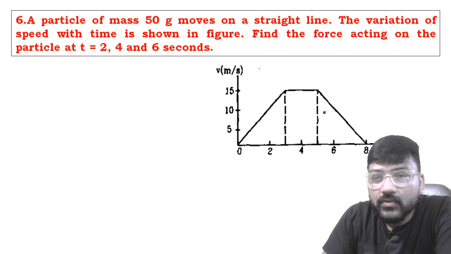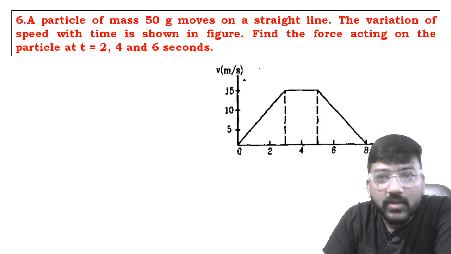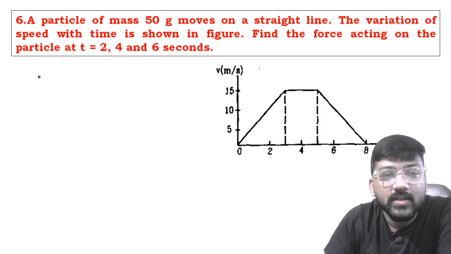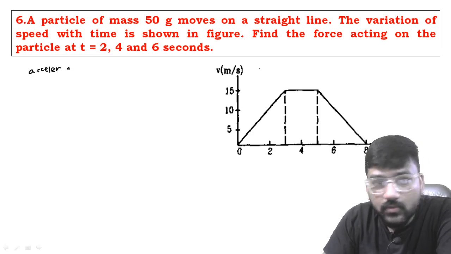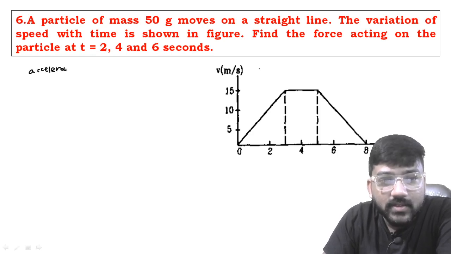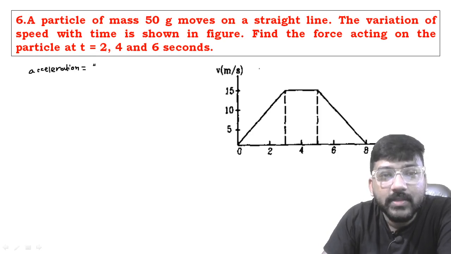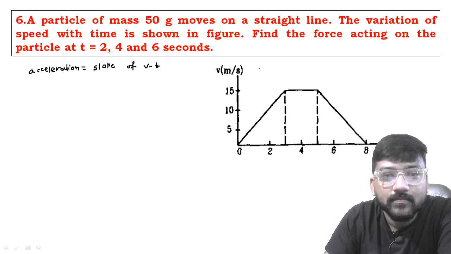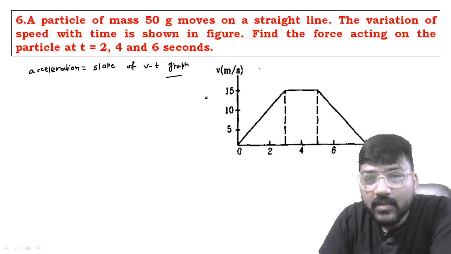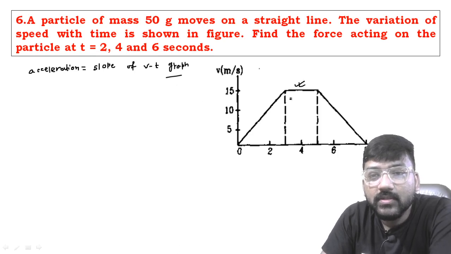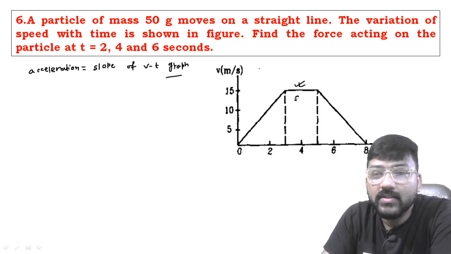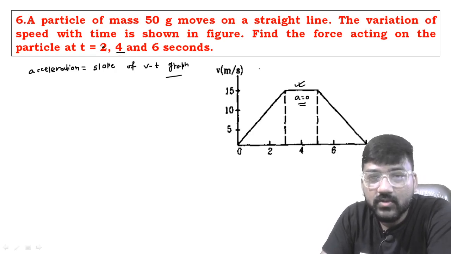So if you see, this is the v-t graph, and you know the slope of the v-t graph is nothing but the acceleration. If you know from your kinematics, acceleration is nothing but the slope of the v-t graph. Now if you see the graph, for this portion, it is horizontal to the time axis. That means acceleration is 0 here. So for t equal to 4 seconds, your acceleration is 0. That means force equal to 0.